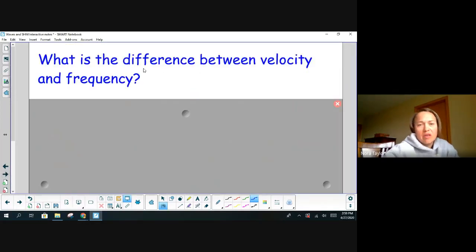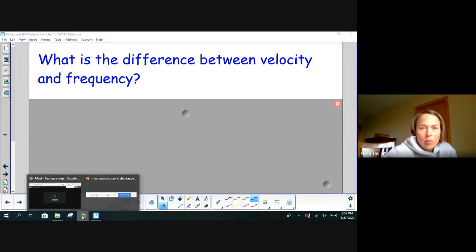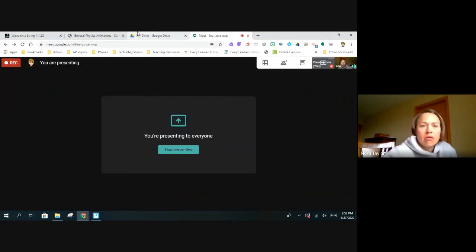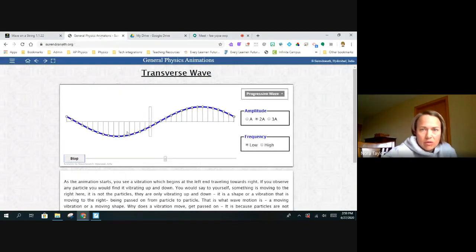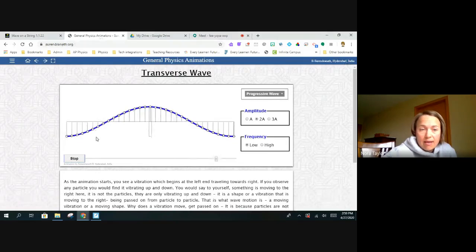All right, so one of the things that you were asked about was the difference between velocity and frequency. And this is kind of a hard question. So when you did your web quest, you saw this animation. And I want to make sure that we're really clear on the difference between velocity and frequency.